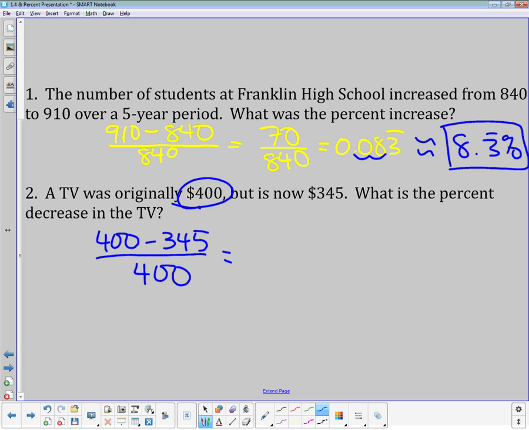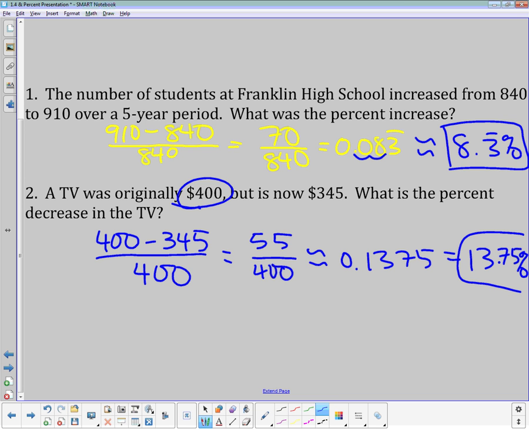400 minus 345 gives me 55. 55 out of 400 ends up giving me approximately 0.1375, which is 13.75%. And there you have it.